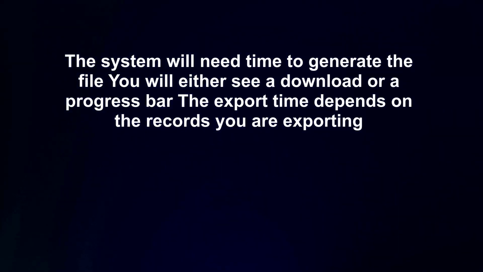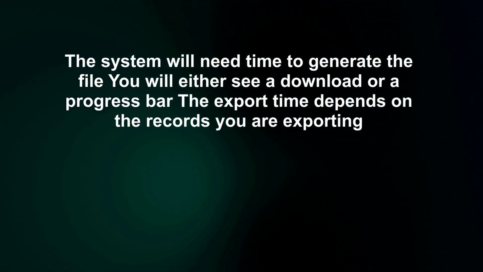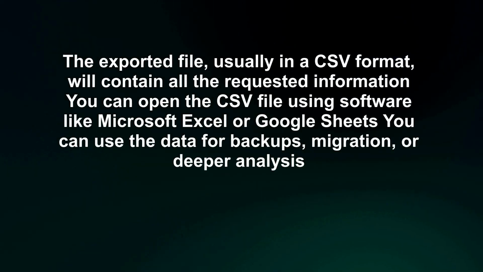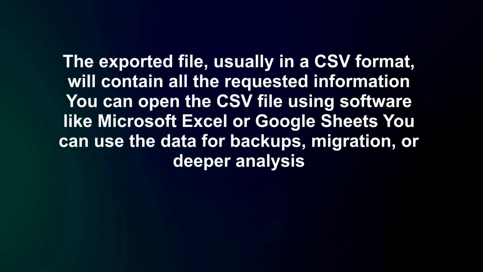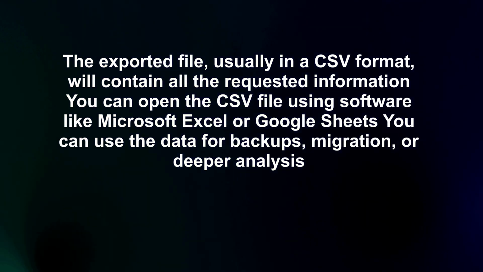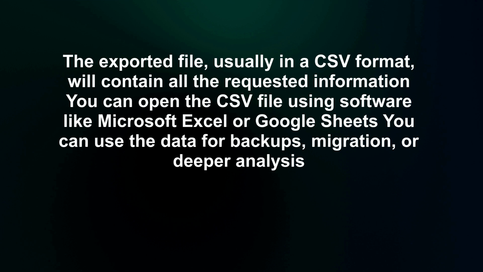The system will need time to generate the file. You will either see a download or a progress bar. The export time depends on the records you are exporting. The exported file, usually in a CSV format, will contain all the requested information. You can open the CSV file using software like Microsoft Excel or Google Sheets. You can use the data for backups, migration, or deeper analysis.